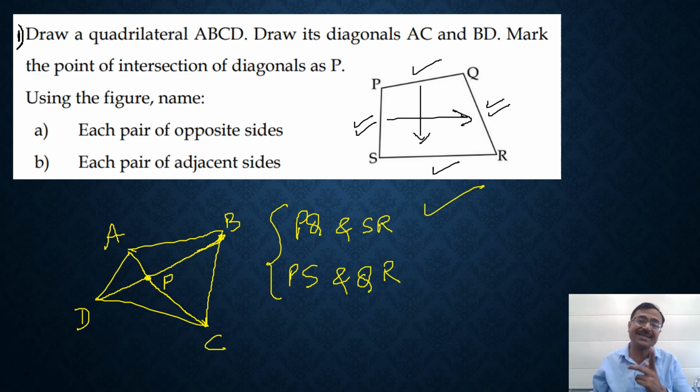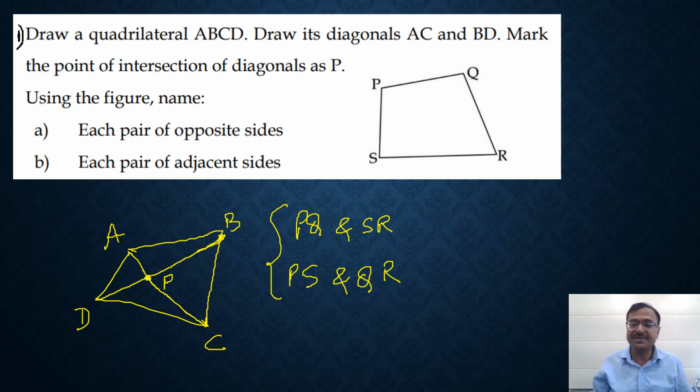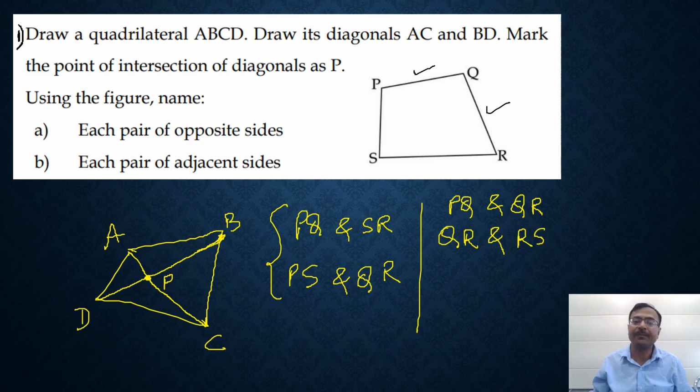And when you talk about adjacent sides, what does adjacent mean? Adjacent means which have something in common, right? So whenever you are talking about the adjacent sides, then there are four pairs of adjacent sides. Yes, four pairs. If you see PQ, then line PQ ends at Q and line QR starts from Q. So PQ and QR forms the first pair of adjacent sides. And if you see QR, it terminates at R and RS starts from R, and therefore QR and RS forms the second pair of adjacent sides.